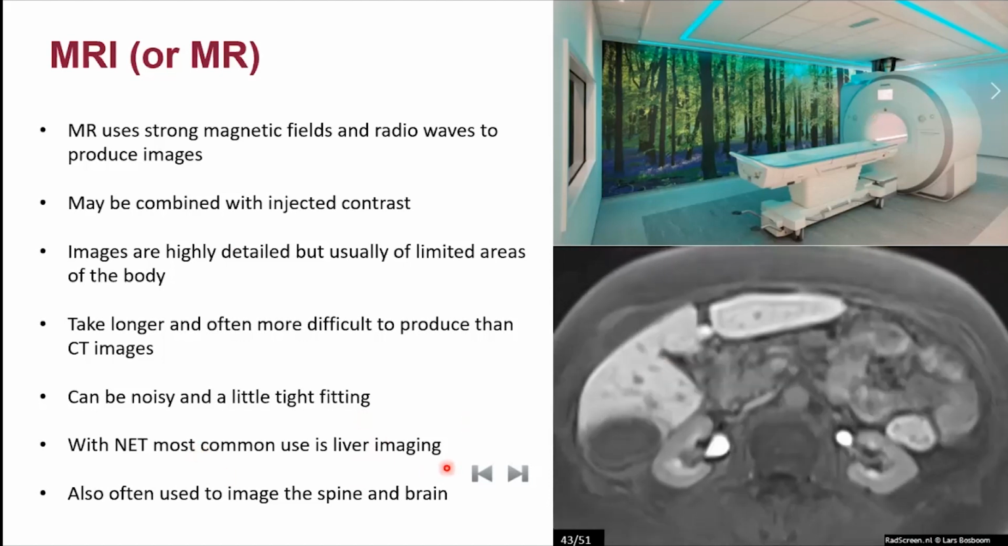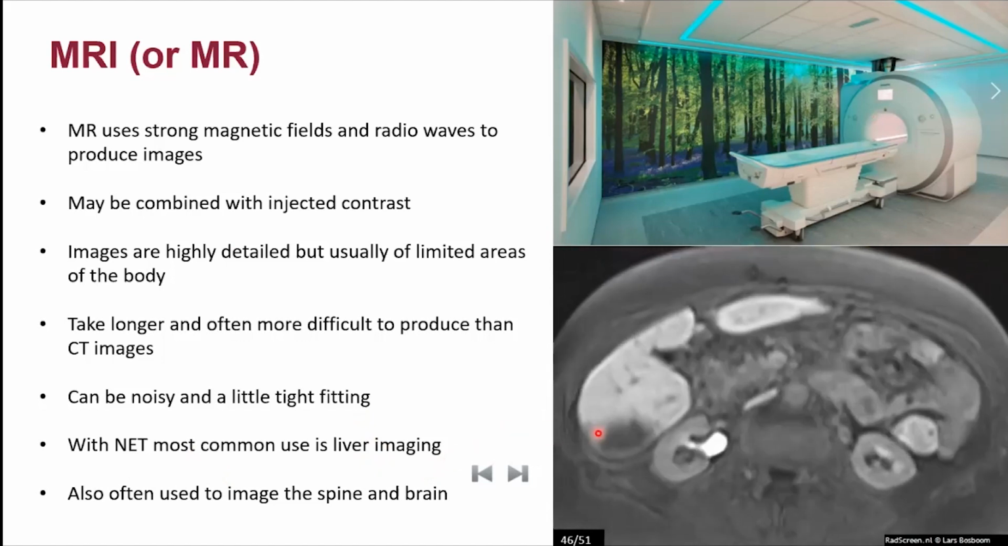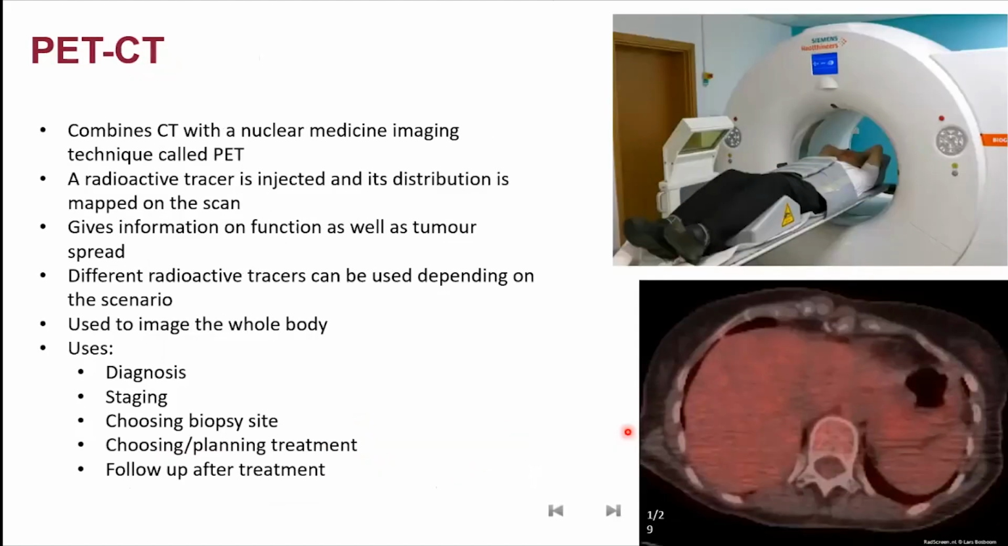We often also use it for the brain and spine as well. And moving on from that, the nuclear medicine test, so PET-CT. PET-CT combines CT with a nuclear medicine imaging technique called PET, which actually stands for something called positron emission tomography, but it's a bit of a mouthful, so we just call it PET. And like I said before, that's where you inject a radioactive dye as well as doing the CT scan.